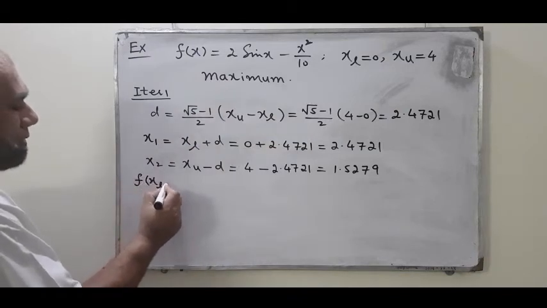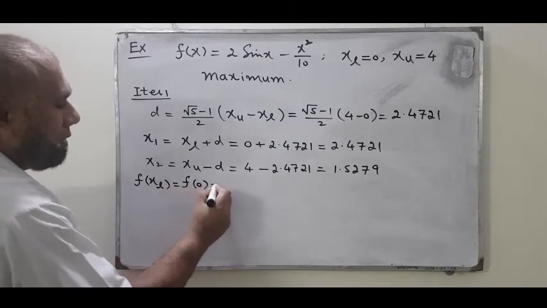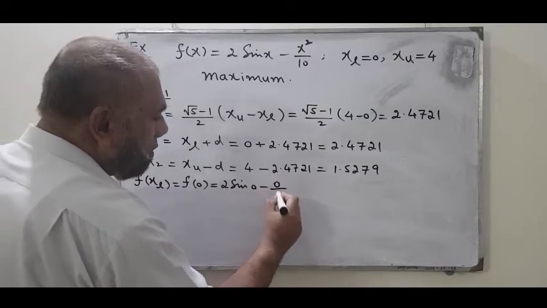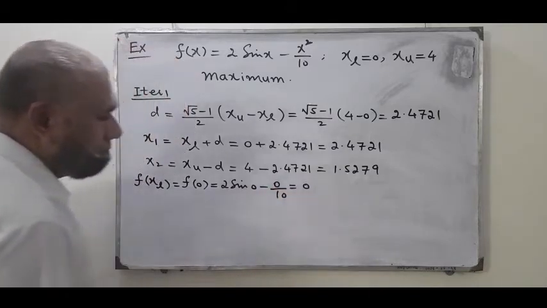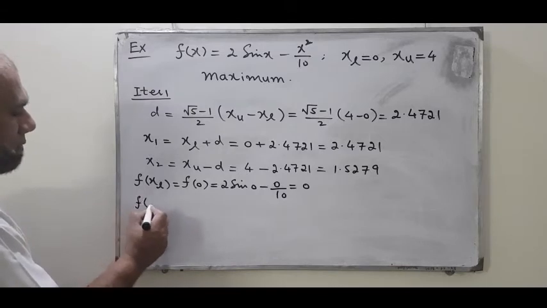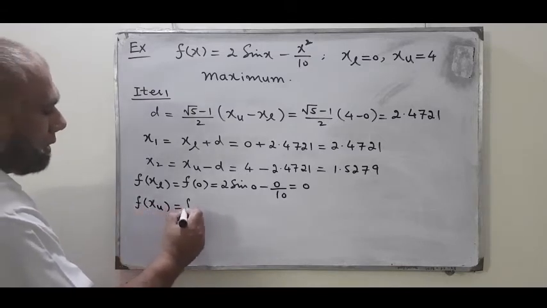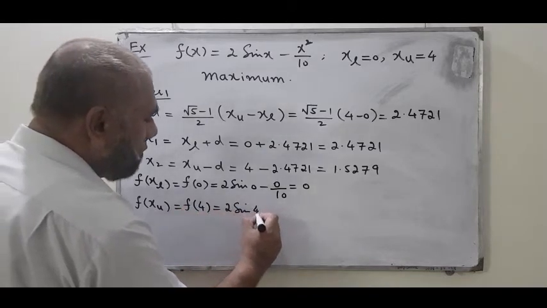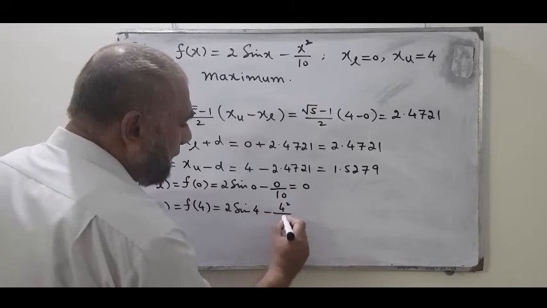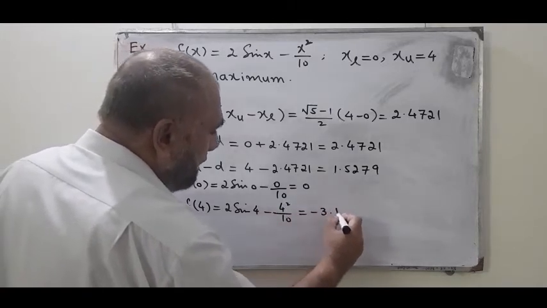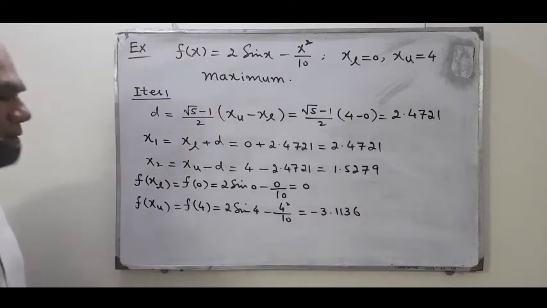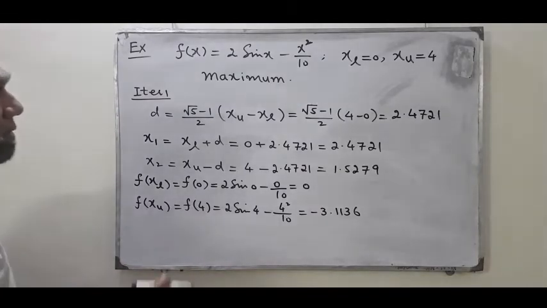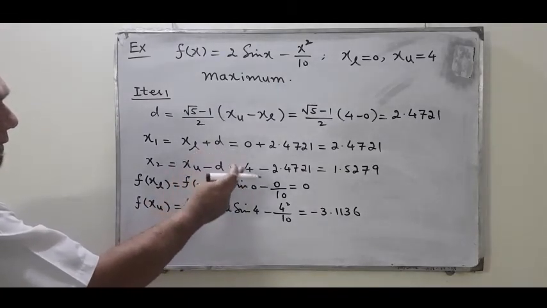Calculating the function's value at xl, and xl is 0, 2 sine of 0 minus 0 square over 10 gives you 0. The second value for xu, and xu is 4, 2 sine of 4 minus 4 square over 10. This is equal to 3.1136. So this is the function's value at the right hand boundary point. And there are two more inner points.